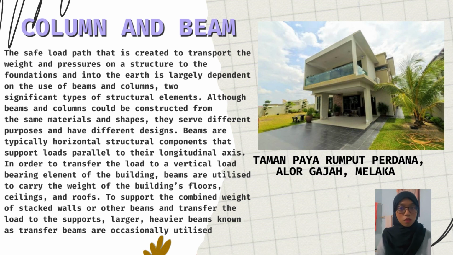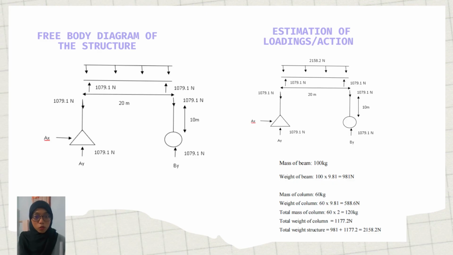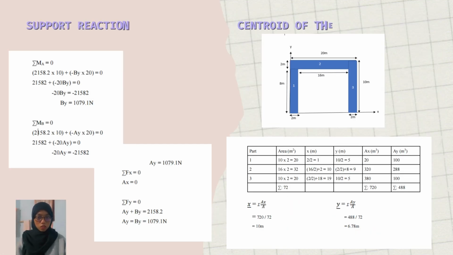In order to transfer the load to a vertical load bearing element of the building, beams are utilized to carry the weight of the building's floors, ceilings, and roof. To support the combined weight of stacked walls or other beams and transfer the load to the supports, larger, heavier beams known as transfer beams are occasionally utilized. So this is the free body diagram of the column and beam, and also the estimations of loadings. So these are the calculations of support reaction acting on the column and beam.